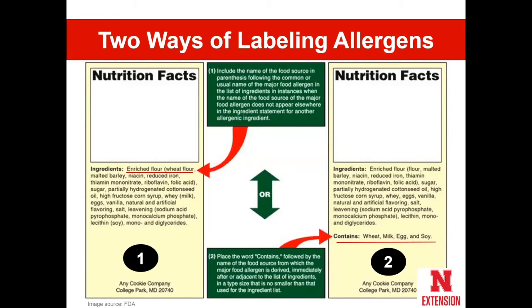So there are 2 ways they can list allergens on food labels. The first one, they would list the allergen followed by parentheses indicating the allergen that's present in the food product. The second way of listing the food allergy is that they can do a contains statement. So they would list the allergens that are present in the food product following the ingredients. It's up to the manufacturer. They can choose either way to list their food, or they can do both.